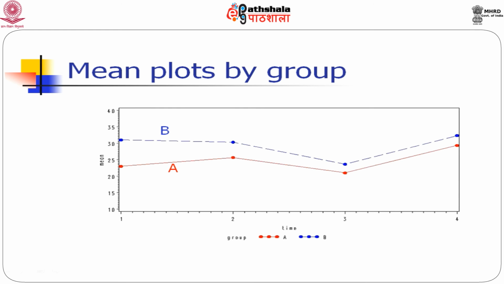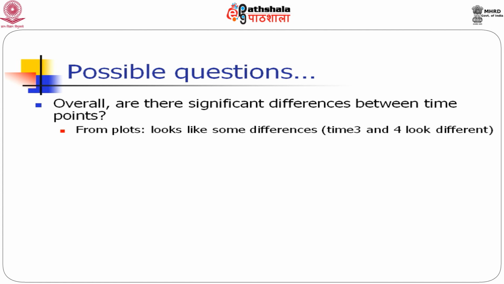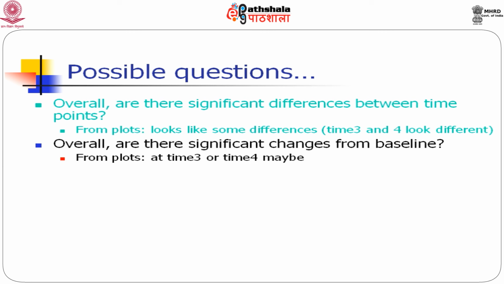For group A the red line, for group B the blue line. The questions that can arise are, first, overall, are there significant differences between time points? From the plots you can see that it looks like there are some differences at time 3 and 4, right. The second question is, overall, are there significant changes from the baseline? The answer is again, if you look at time 3 and 4, it is different from the baseline, right.